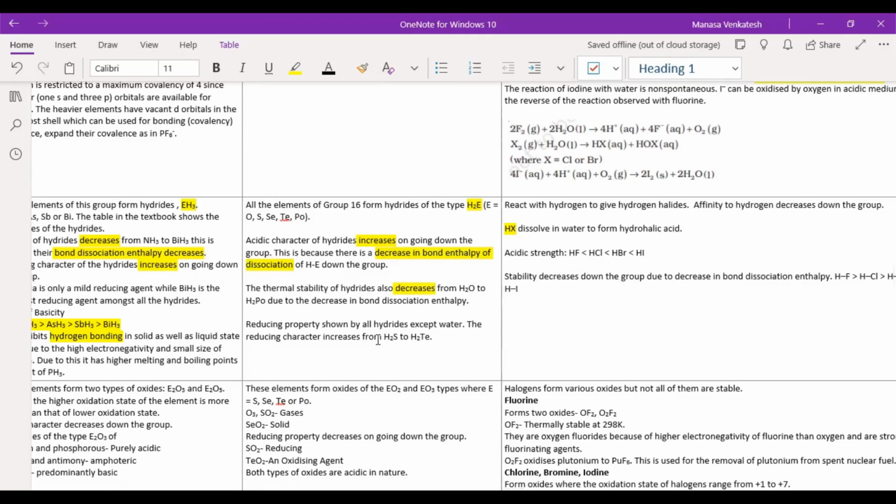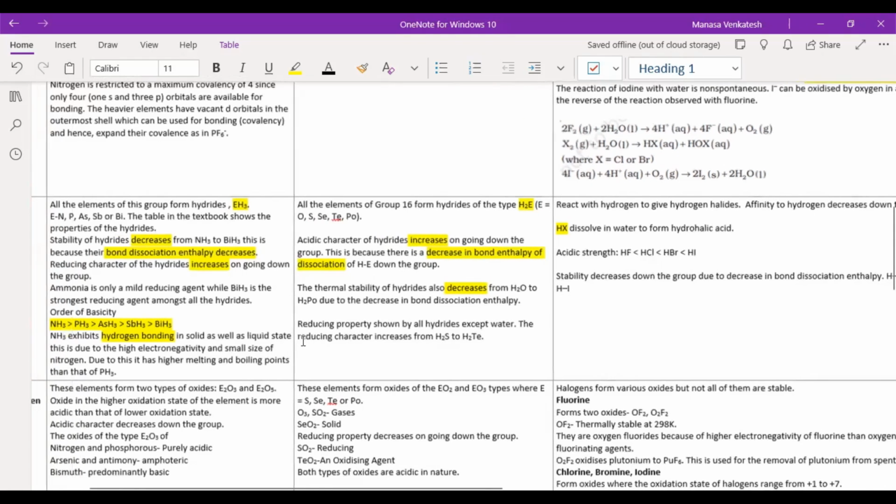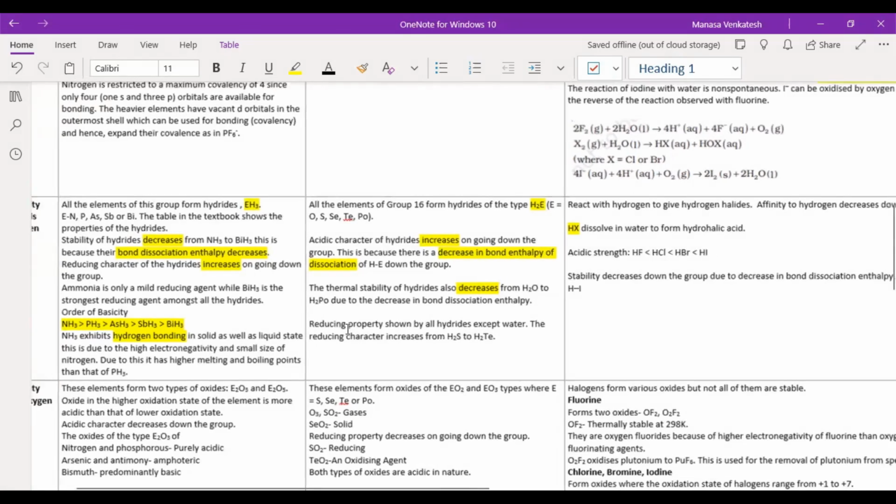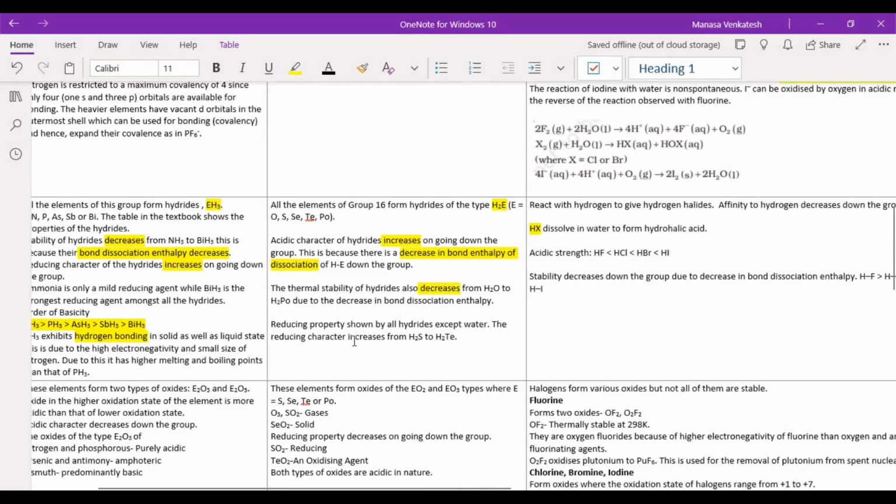So similar to the reducing power of our previous group, here also, it's obvious that as we go down the group, the reducing character increases.